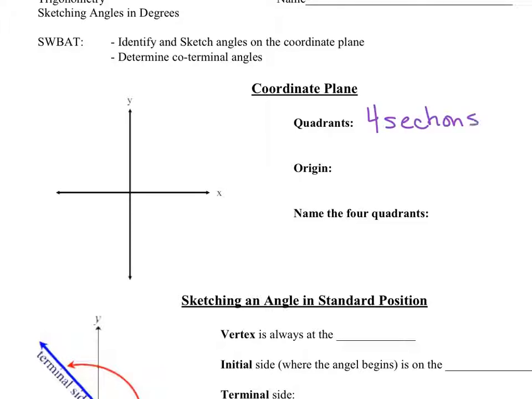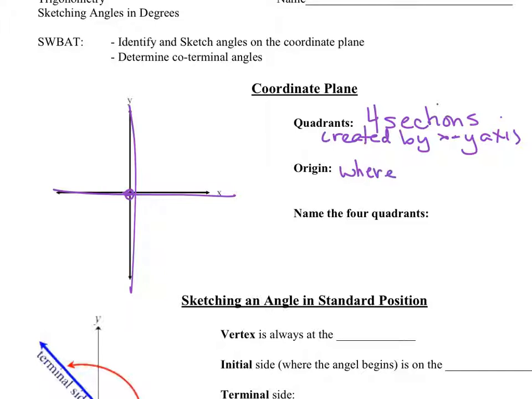created by the axes, by x and y axis. So you have the two axes, this and here, and they create four little sections. The origin is that spot right in the middle where the axes meet.